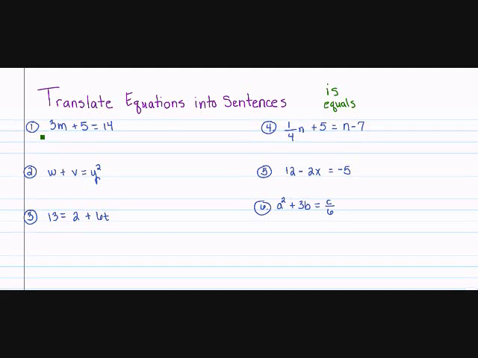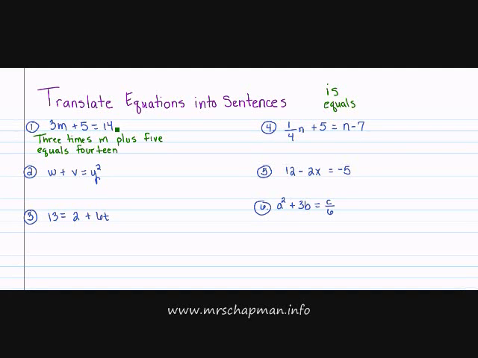3m, or 3 times m, plus, is also used for addition, 5 equals 14. In this case, we wrote it out exactly the way it says. 3 times m plus 5 equals 14. Let's go ahead and take a look at number 2.